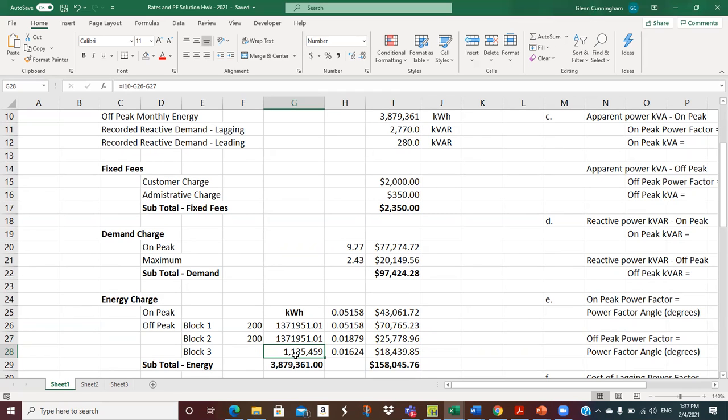Well, you didn't use that many. So for this number, I just took what they used and subtracted off these two blocks, or one of them twice. So that says you got 1,135,459 left to pay for, and they're 1.6 cents each. So that's another 18,000. Okay. So I think all this is correct. So I got about 158,000 for the energy. So we've got demand, energy, and fixed charges at this point.